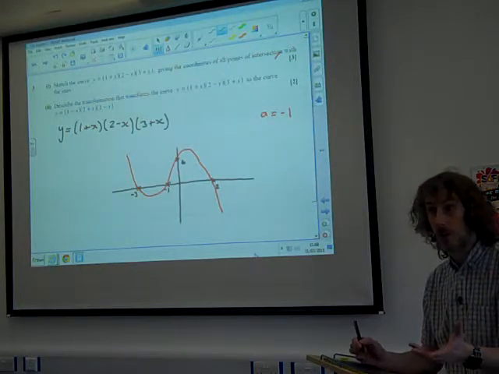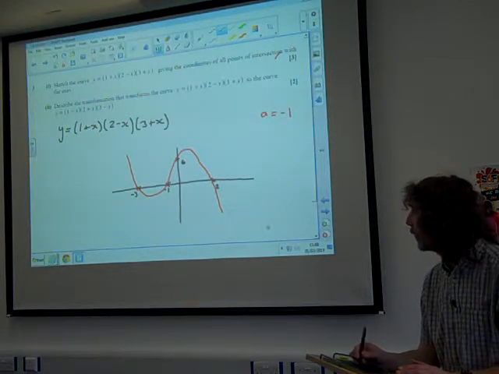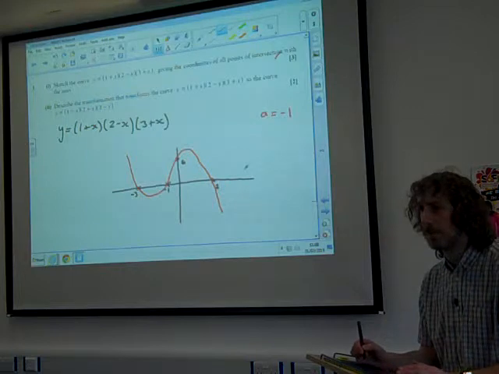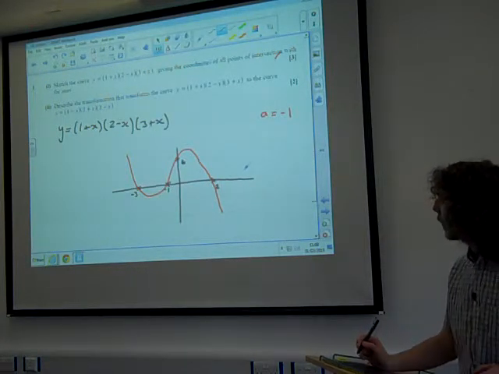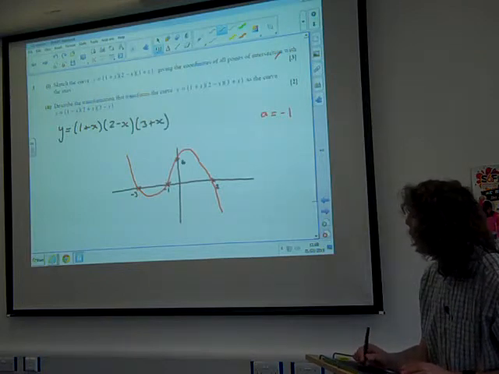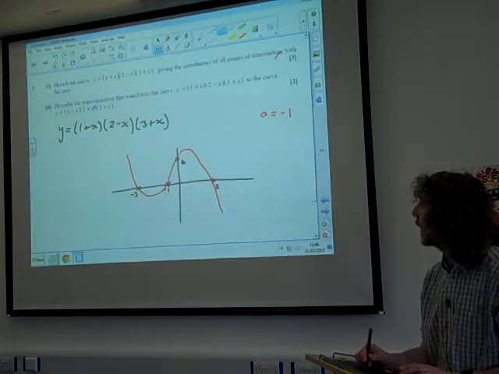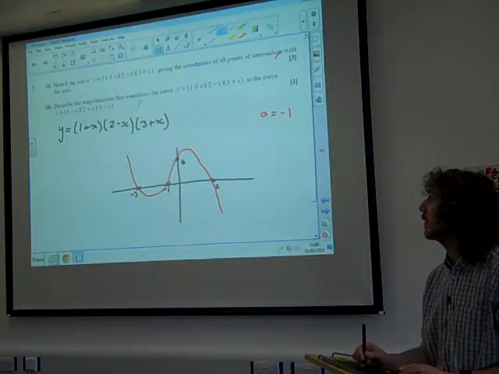But I think the joining the dots idea is probably the best way to go with this. Once you've got your 3 points of intersection, then there's only one curve that it can be when we put it all together. 3 marks. Now, describe the transformation that transforms the graph we've just drawn to this graph here. y equals (1 minus x)(2 plus x)(3 minus x).